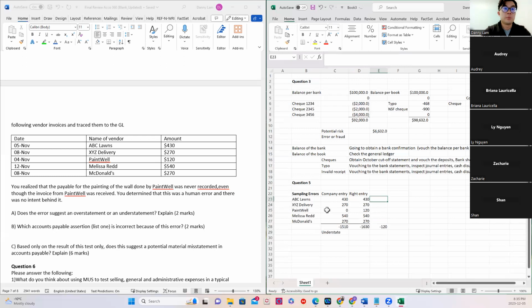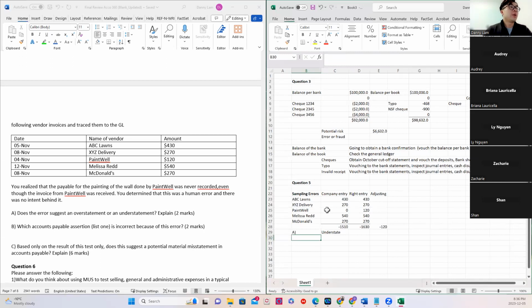So beautiful, adjusting. And guys, you're gonna do this a lot in CPA, okay? Because now you're like in the skin of an auditor, you're doing your calculation. So question A, does this error suggest an overstatement or understatement? You're understating.